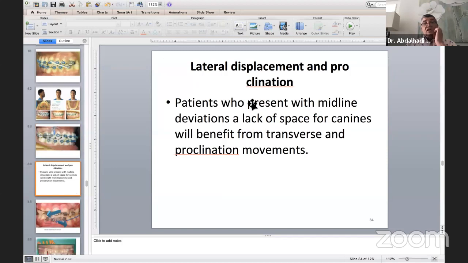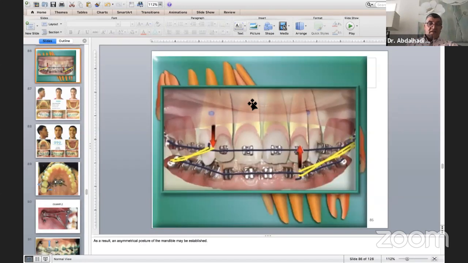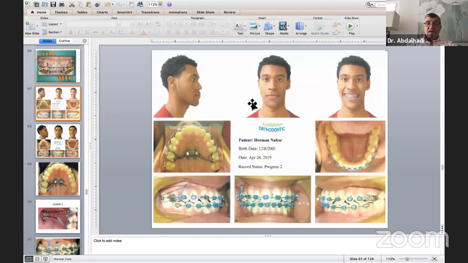So lateral displacement and proclination. A patient who presents with midline deviation and a lack of space for the canine will benefit from transversal and proclination movement. So we have to expand to do it. And this is a midline correction by cantilever. These are helping. And this is a result of asymmetric posture of the mandible that may be established by elastic class 2 on one side and class 3 on the other side.